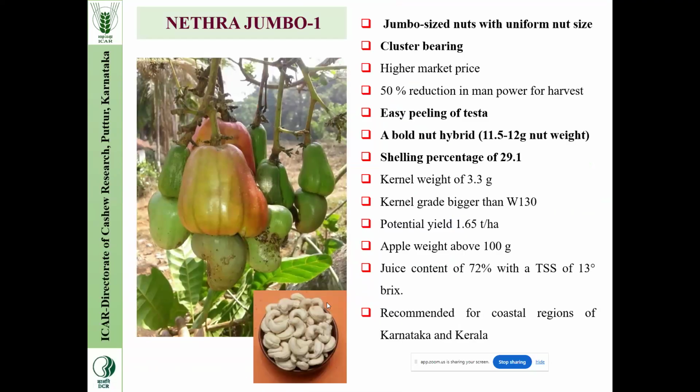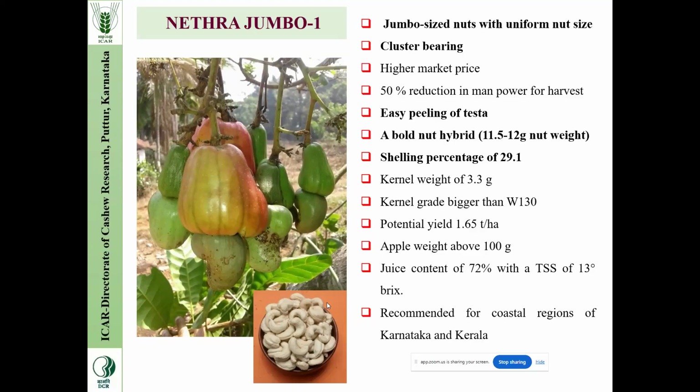If we see the characteristics of these varieties one by one, Netra Jumbo 1. As the name itself suggests, it is a jumbo-sized variety, meaning we can expect jumbo-sized nuts out of this variety, and they are all of uniform nut size. And one unique character is that even though it is a nut, it has a cluster bearing characteristic. In the market the whole nuts, the jumbo nuts or the bold nuts, fetch more price. There is 50% reduction in manpower for harvest, and the testa which is attached to the kernel can be peeled off easily.